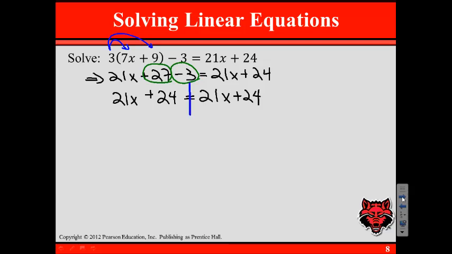So draw a vertical line through the equal sign. We want to move all of our variables to the left side, all of our numbers to the right side. So we subtract 21x from each side of the equation.